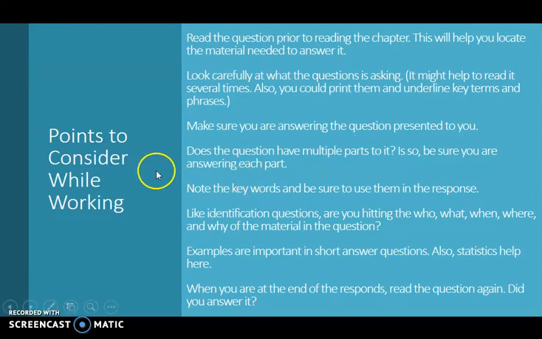All right, note keywords. Be sure to use them in your response, just like we talked about in the identification videos, if you watched that one. Use the keywords in the chapters you're reading. Next, like identification questions, you're hitting the who, what, when, where, and why is this important. And just like those other ones, examples are critical here too. Statistics also help here. We'll be looking at an example in a bit, talking about why it's good and why it's bad. And when you're at the end of your response, read the question again.